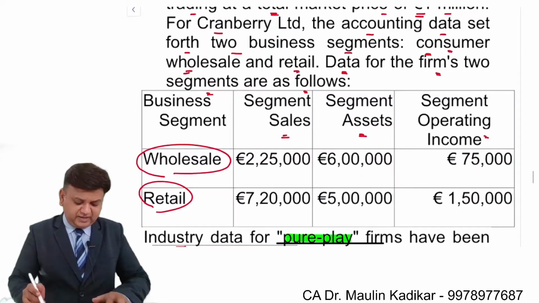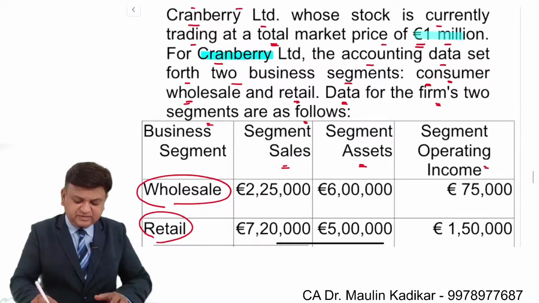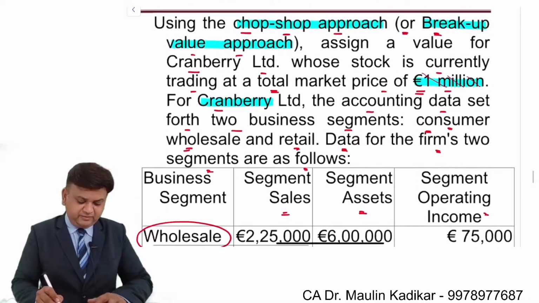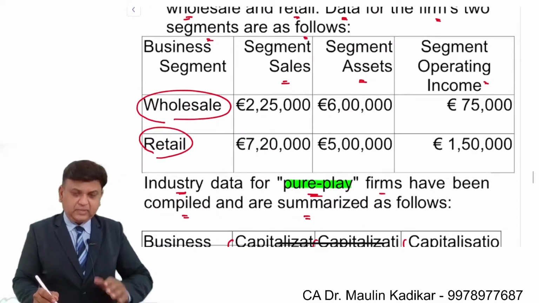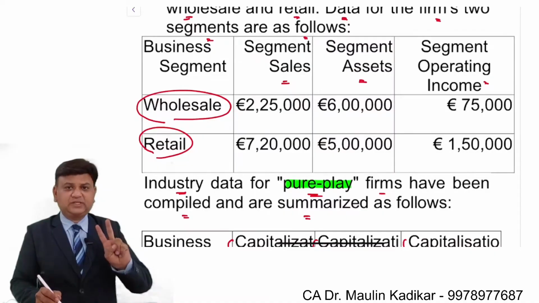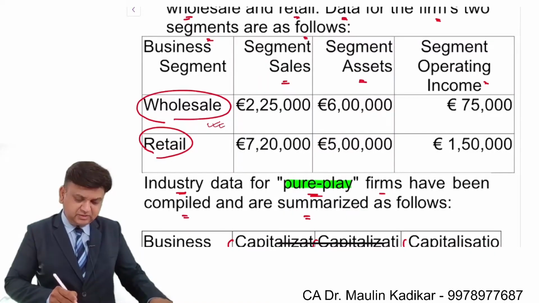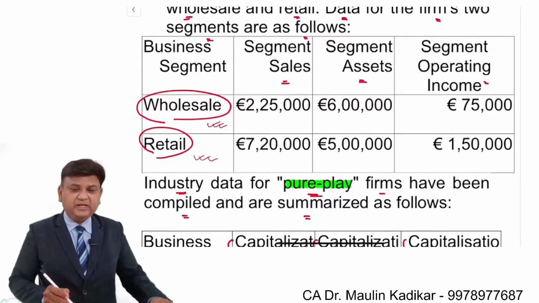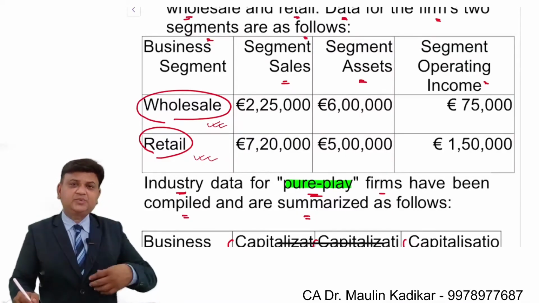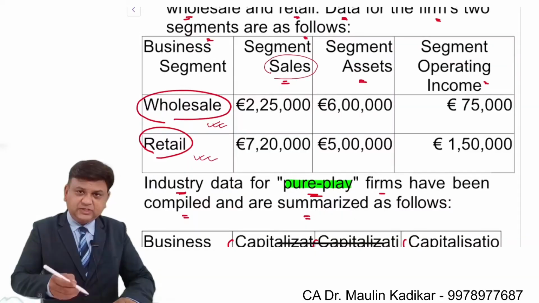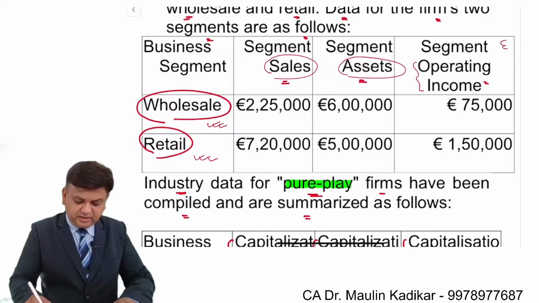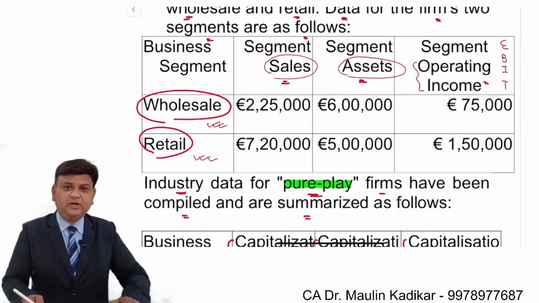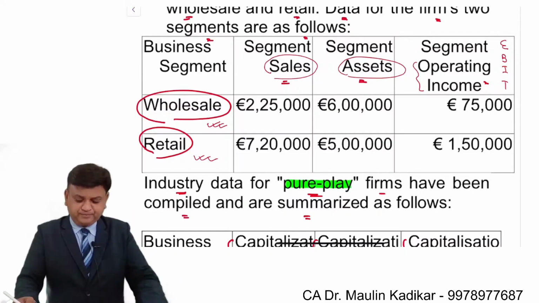For the company which is supposed to be valued, Cranberry Limited, the market value is given to us. For the time being, this market value information is not useful for us. We have to do valuation based on this approach which has been given to us as an example. We have been provided with the information that this company has two business segments. They have the wholesale business, and at the same time they have the retail business. Information is provided to us on what the sales is for each segment, what the assets of each segment are, and what the operating income, that is earnings before interest and taxes, is for each segment.